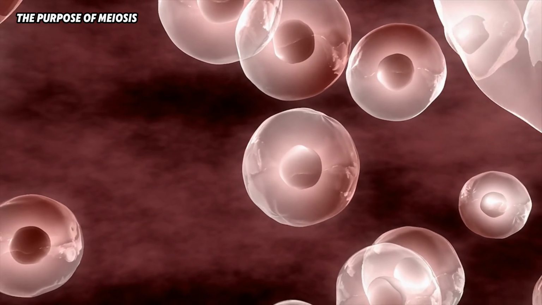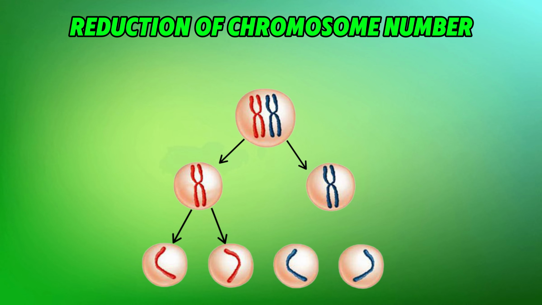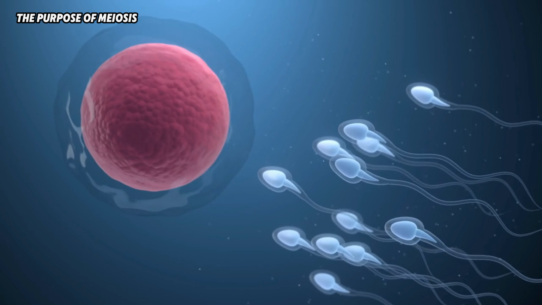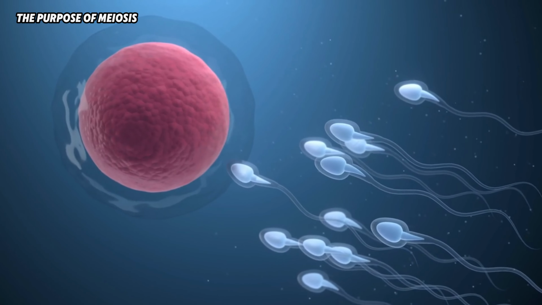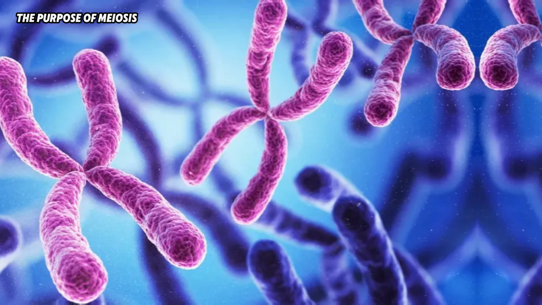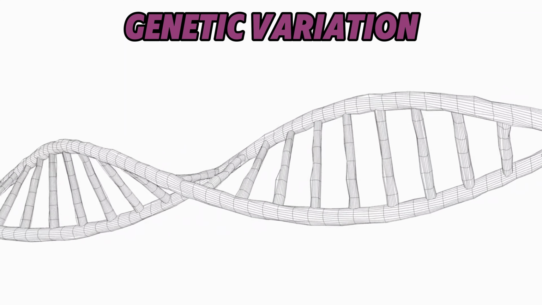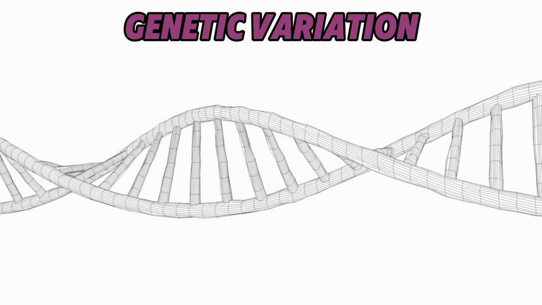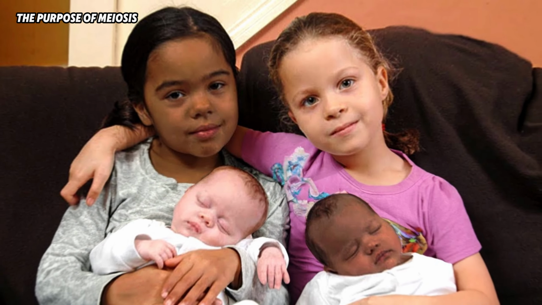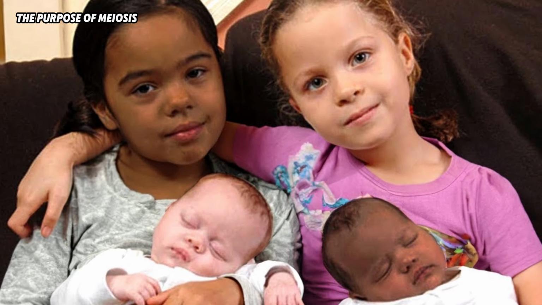Now, let me tell you what is the purpose of meiosis. Meiosis has two main purposes: reduction of chromosome number. It reduces the chromosome count by half from 46 to 23 in humans. This ensures that when a sperm cell and an egg cell combine during fertilization, the resulting zygote has a full set of 46 chromosomes. Genetic variation. Meiosis creates genetically unique cells. This variation is the reason why siblings can look so different from one another, even with the same parents.